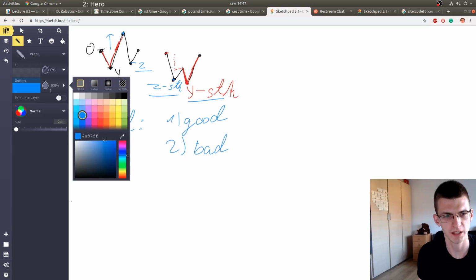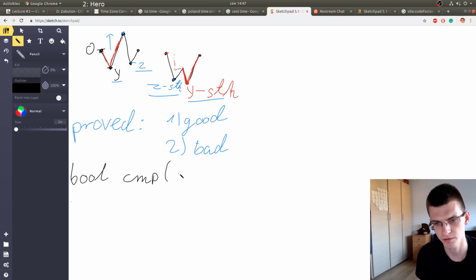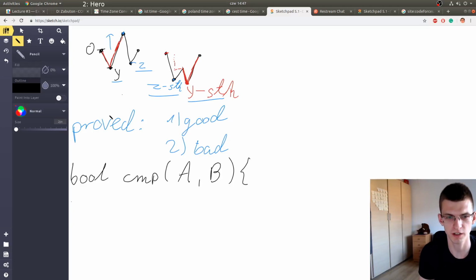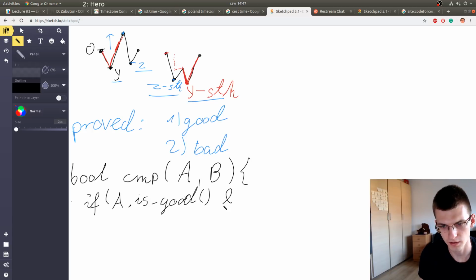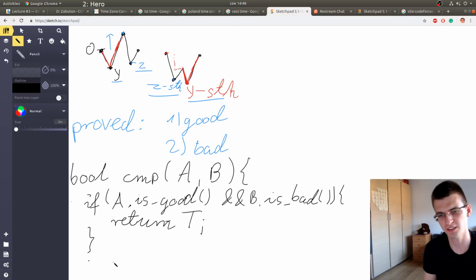So at the end, our comparator will look something like this. There is some comparator, let's say CMP, of monsters, let's say A and B, and it will look like this. If A, let's say, is good, and B is bad, then return true, and then if A is bad and B is good, then return false, and so on. So the comparator should return true when we think that the first element should be earlier than the second one.